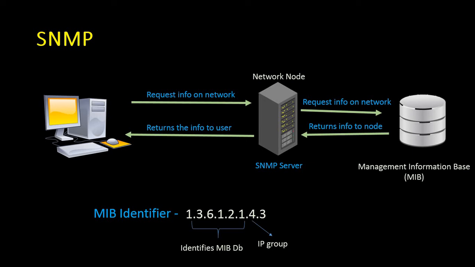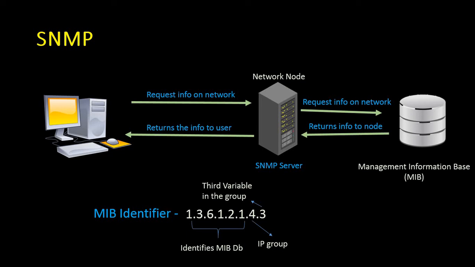This IP group will have a lot of information related to IP, like how many packets have been processed and how many packets have been dropped. Such information will be handled within this IP group. Now the last value, the 8th notation, the value 3, represents the 3rd variable within this IP group.